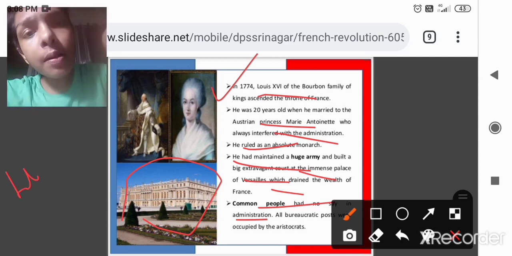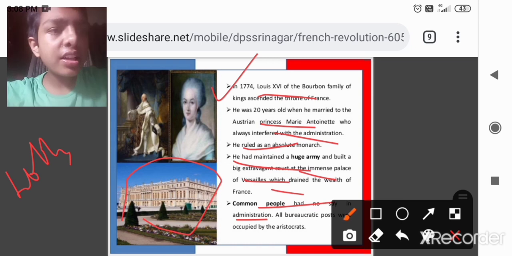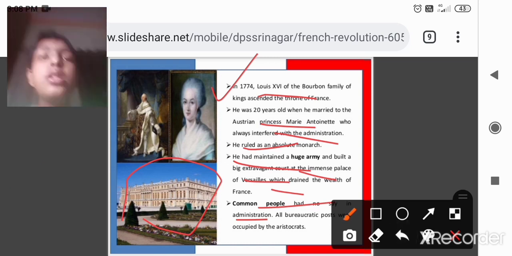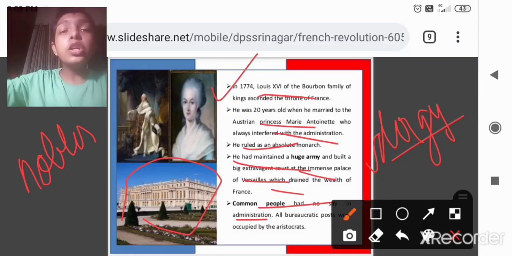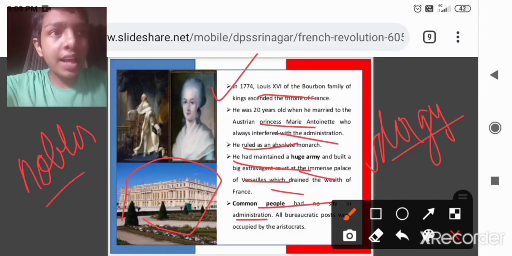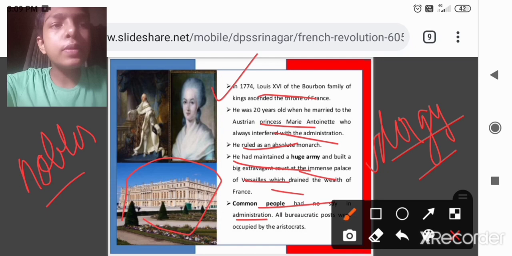Nobles and the nobles. Oh yeah, this is not working at all. Just a minute. So we were having the nobles, all the privileges, and the clergy. So common people were like useless.